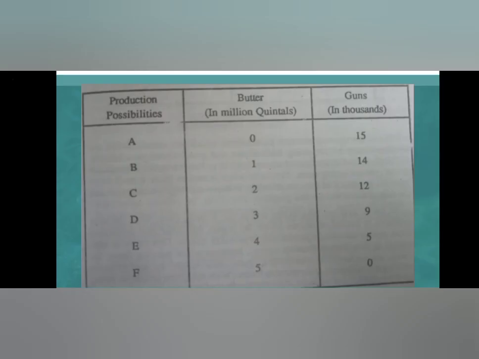Here I give a schedule setting out various possibilities of producing butter and guns with the available resources and technology. From this schedule, it is clear that the economy has half a dozen possibilities of producing butter and guns in different quantities by properly appropriating the resources. According to possibility A, the economy can entirely devote the resources to producing 15,000 guns with no butter, or according to possibility F, it can use all the resources in production of 5 million quintals of butter and no guns at all.